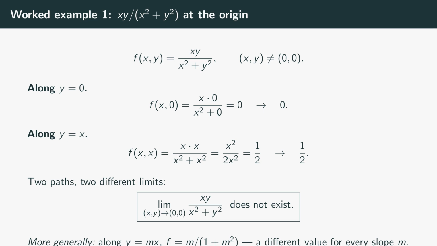Try a general line y equals mx. Substitute: f of x, mx equals x times mx, over x squared plus m squared x squared, which is m x squared over the quantity 1 plus m squared, times x squared, which simplifies to m over 1 plus m squared. Every slope m gives a different constant value. The function has a different limit along every line through the origin. There is no way to assign a single number to the limit. The surface, near the origin, has a whole spectrum of plateaus radiating out, and which plateau you land on depends entirely on the direction you came from.